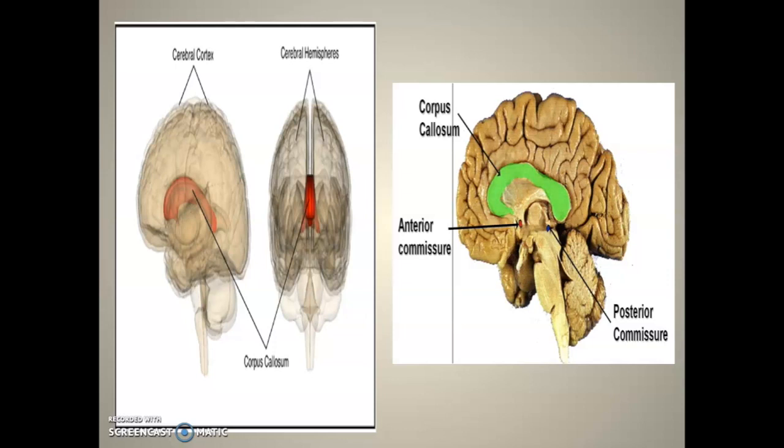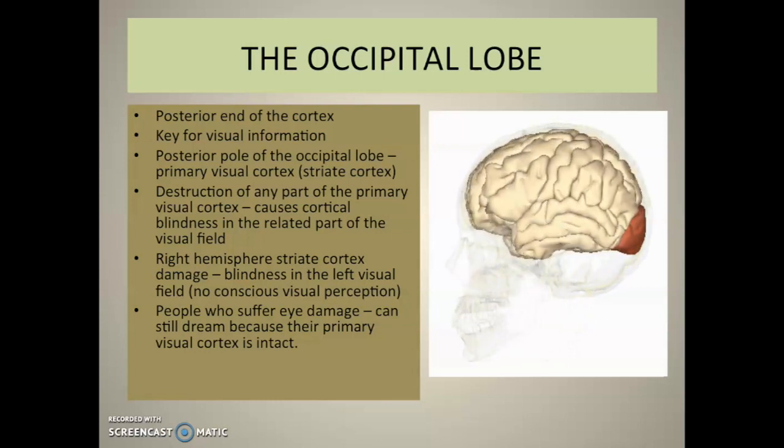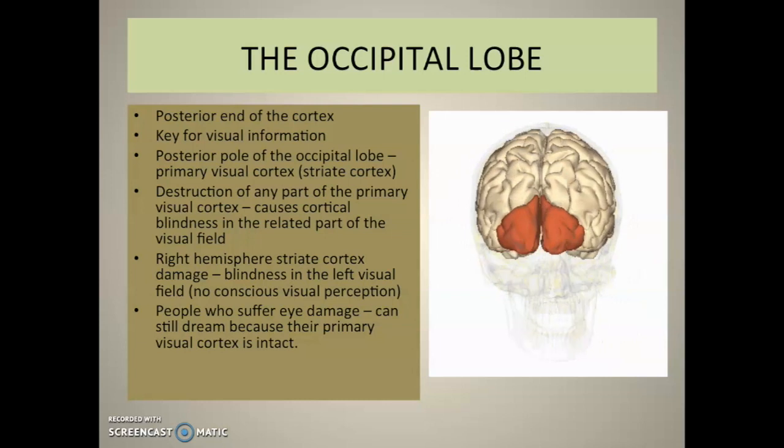Now, let's get into understanding the different lobes of the cerebral cortex. So, beginning with the occipital lobe. The occipital lobe is located at the posterior end, the rear end, back end of the cerebral cortex. This region is predominantly very important for processing visual information. The posterior pole of the occipital lobe is called the striate cortex or the primary visual cortex. If there is a damage in this region, you will not be able to mentally visualize any visual stimulus. So that is one thing that happens when there is a damage.